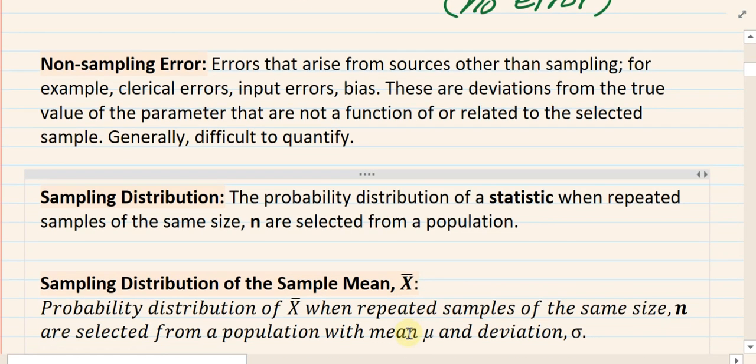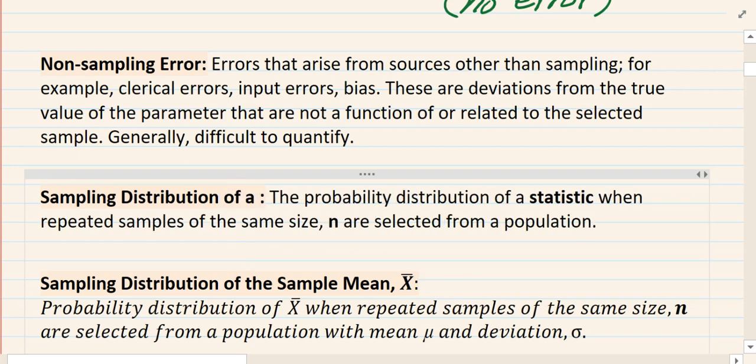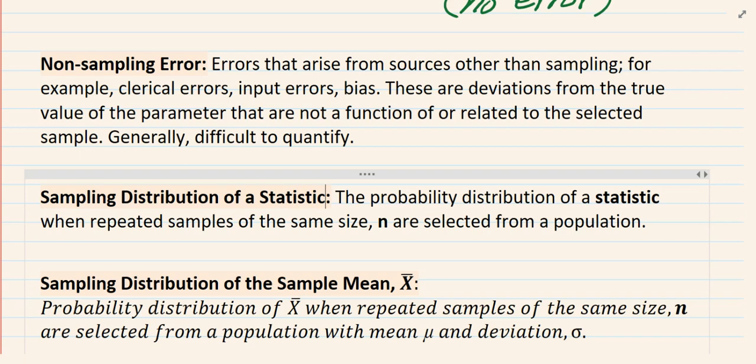Once we get past that, we talk about sampling distribution. This is the sampling distribution of a statistic, because that's really what our focus is on. And remember, when we talk about statistic here, we're not talking about the subject. We're talking about the numerical measures that are obtained from the sample. Those are called statistics. So the sampling distribution of a statistic is the probability distribution of that statistic when we take repeated samples of the same size from a population.